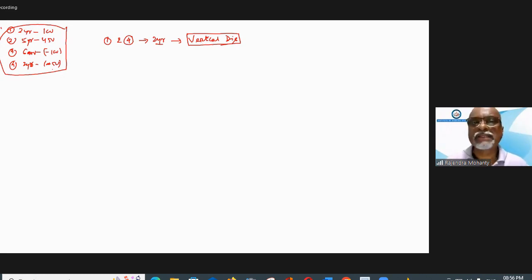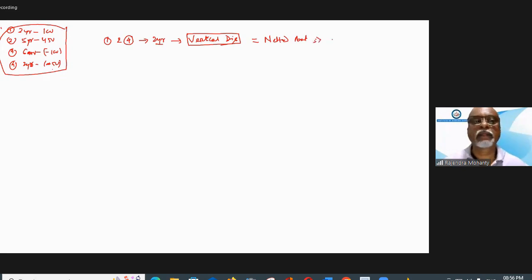So what is the netted amount then? We have to find the netted amount. What is the netted amount? Netted amount of capital is 50. Sir, it is 2.5 crore.